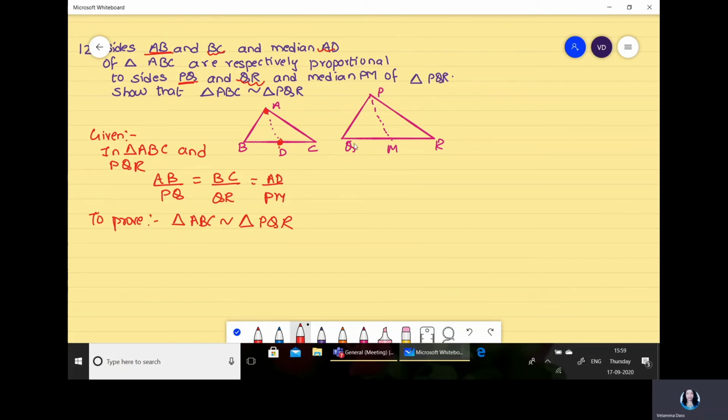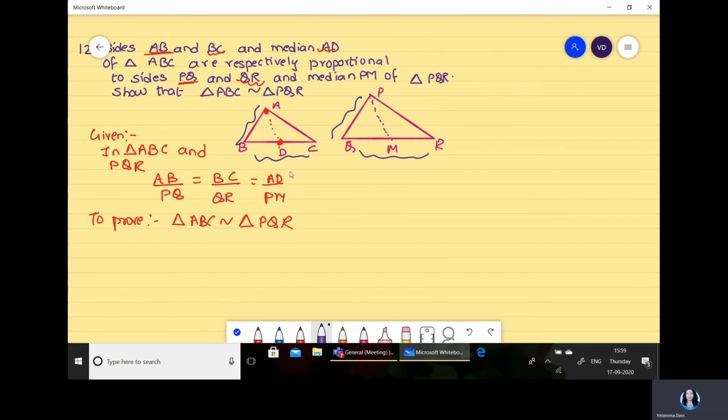PM is a median, which means QM and MR are equal. So we know this fact. Now, to prove the two triangles similar, first we have to think: can I use something from the given? Here we find AB upon PQ, which is given. So AB upon PQ equals BC upon QR.